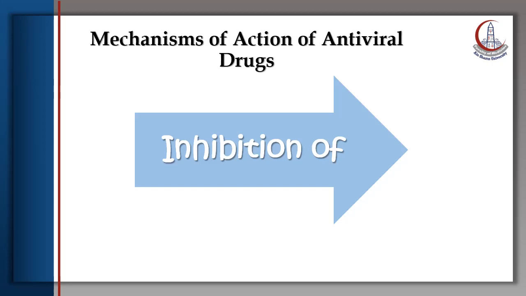Mechanism of action of antiviral drugs. Here the antiviral drugs depend on inhibiting steps in the replication cycle. If you remember, the antimicrobial, antibacterial agents target certain structures, whether cell wall, ribosomes, and so on. But in the case of the antiviral drugs, they target steps in the replication cycle.